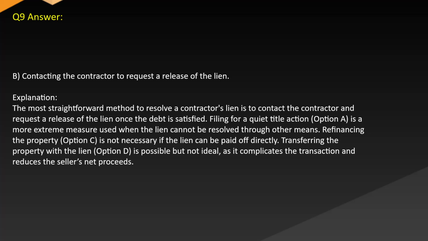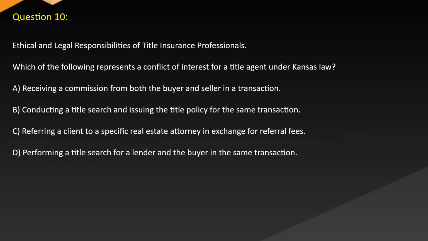Filing for a quiet title action, option A, is a more extreme measure used when the lien cannot be resolved through other means. Refinancing the property, option C, is not necessary if the lien can be paid off directly. Transferring the property with the lien, option D, is possible but not ideal as it complicates the transaction and reduces the seller's net proceeds.